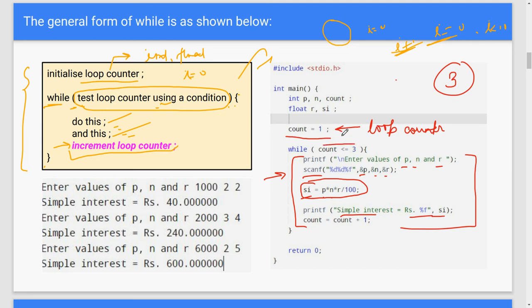Count less than or equal to 3. So what happens? Let's focus on it. Count has been initialized with 1. Count less than or equal to 3. If it's 1, initially it is less than 3. So this condition is true.